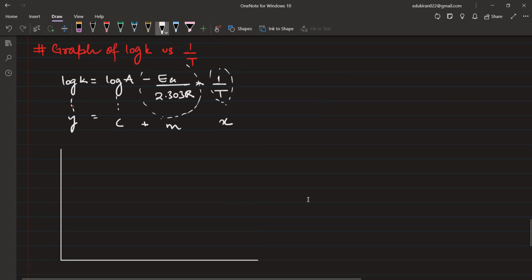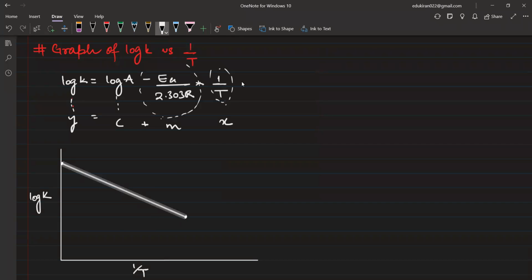Now, here we are going to keep log of K on the Y-axis, and on the X-axis it will be 1 by T. And as you can see, the M is what? The slope is negative, so it will be something like this. And this point here signifies log A. Okay, and what is the slope of this graph? Minus EA upon 2.303 R.